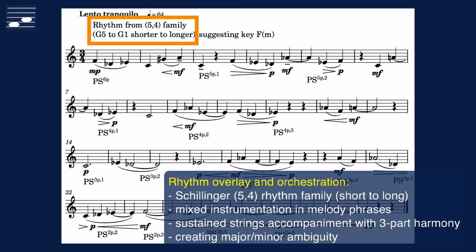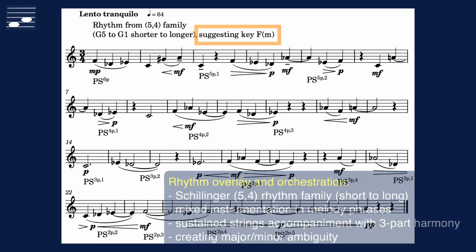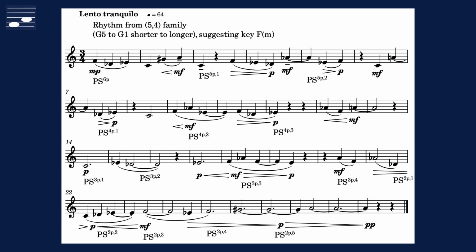The time rhythm overlay is based on the Schillinger 5/4 rhythm family, but here starting with the short duration child generations and ending with the longer notes at the parent level. I used mixed instrumentation for the subphrases and added a simple 3-part sustained string background in this Lento tranquilo continuity setting.